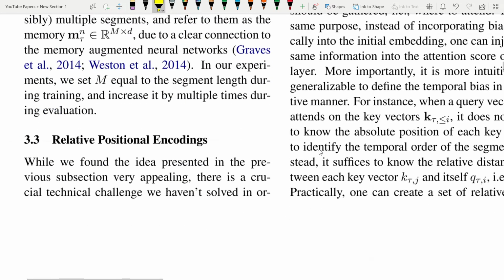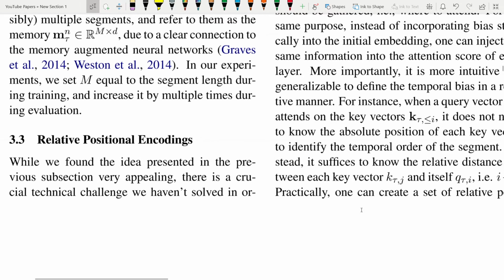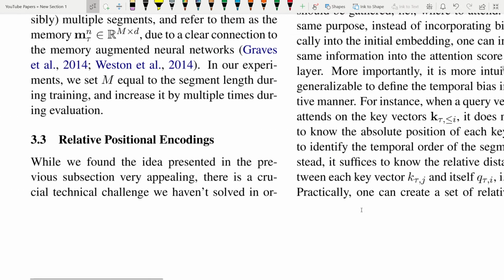So till now we have learned a pack of three advantages. One is it gives a longer dependency length, and it also solves the problem of context fragmentation. There is interdependency between the segments, there is a recurrence going on, and third, it also improves the inference time.